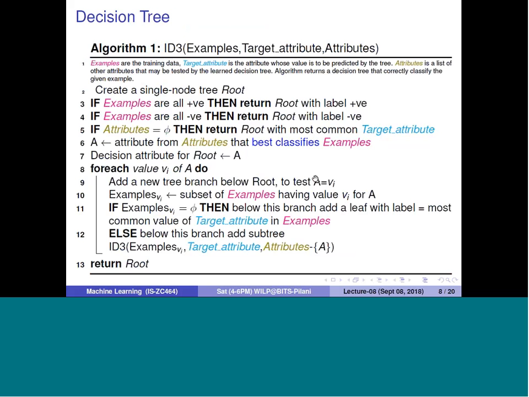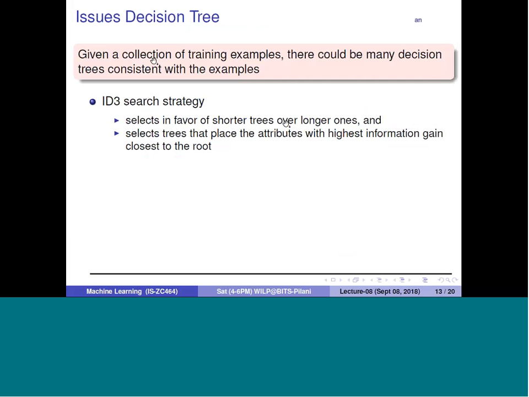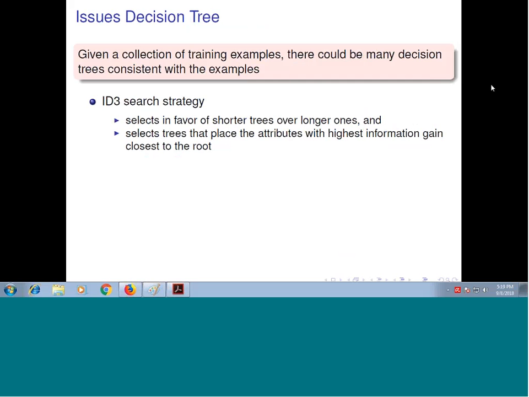Okay, so particularly this point I want to make, that you can create multiple decision trees, and all of them are actually classifying your training examples with 100% accuracy, but which one is better? Because if all of them are giving the right classification 100%, which one is better?